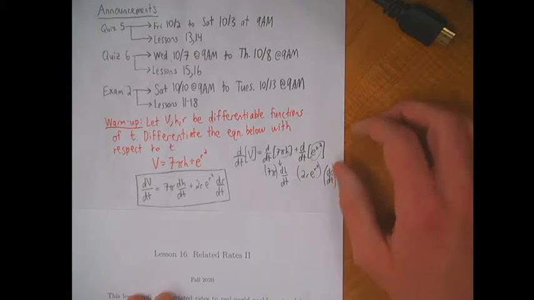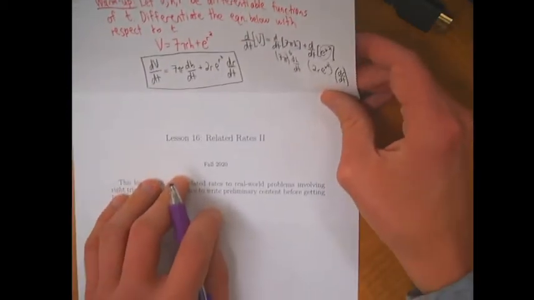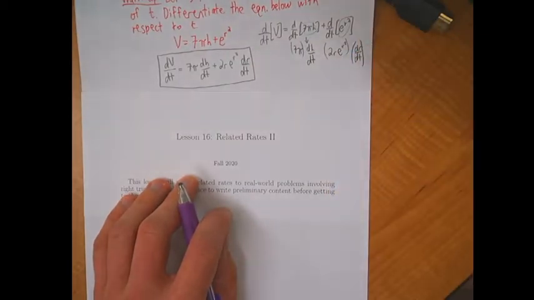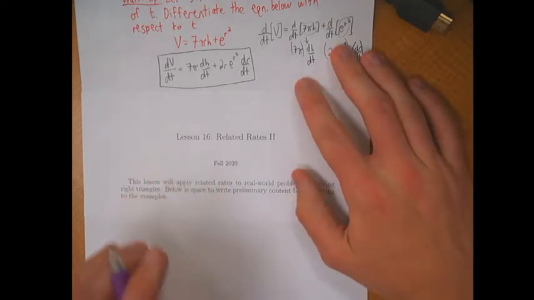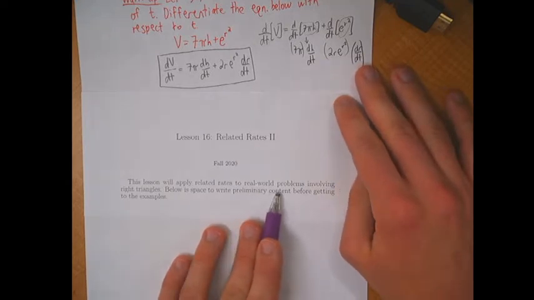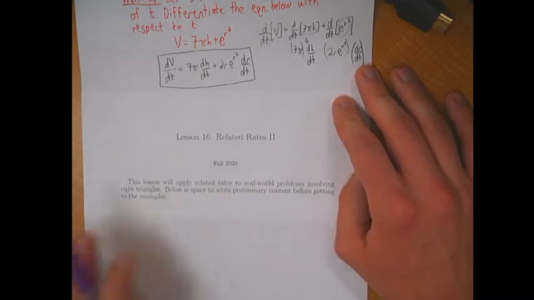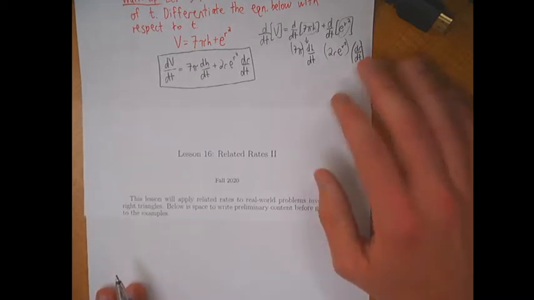Okay, so here's what we'll do. Lesson 16, let's talk about some more related rates stuff. Today we'll continue our discussion on related rates, but in this case we're going to focus on real-world applications involving right triangles and trigonometry. Here's where we're going to write some preliminary stuff, so let's go ahead and do that.